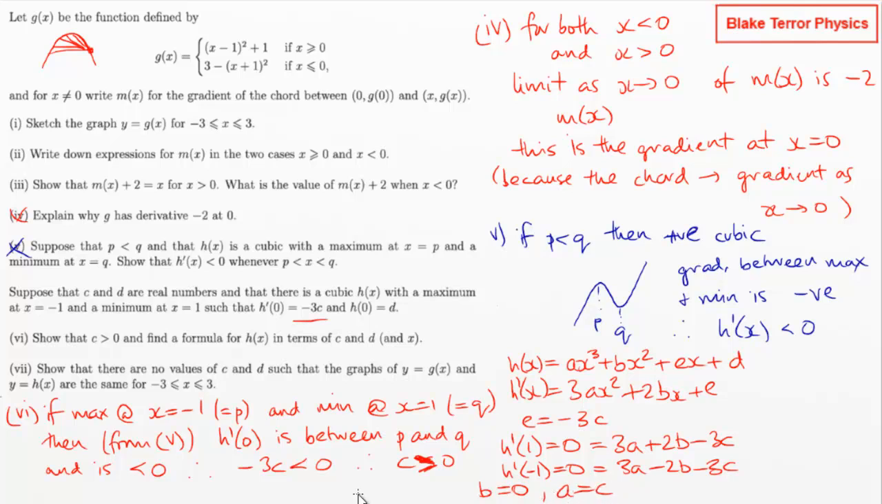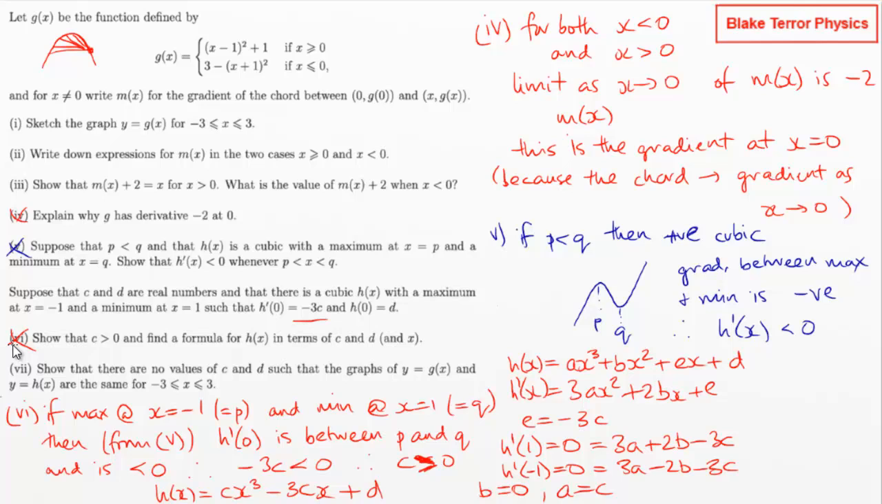So all in all, let's just write it down at the bottom over here on the left, kind of weaving around the screen, but still. We've got H of X is going to be CX cubed. We've got no B. Then we've got minus 3CX plus D. Right, so that is that.